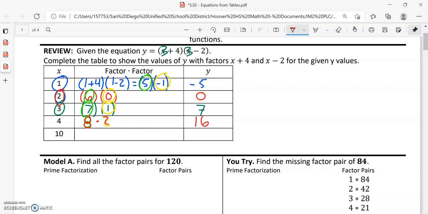And going to 10, put in 10 for x. We get 10 plus 4 is 14. 10 minus 2 is 8. You can't do that in your head.